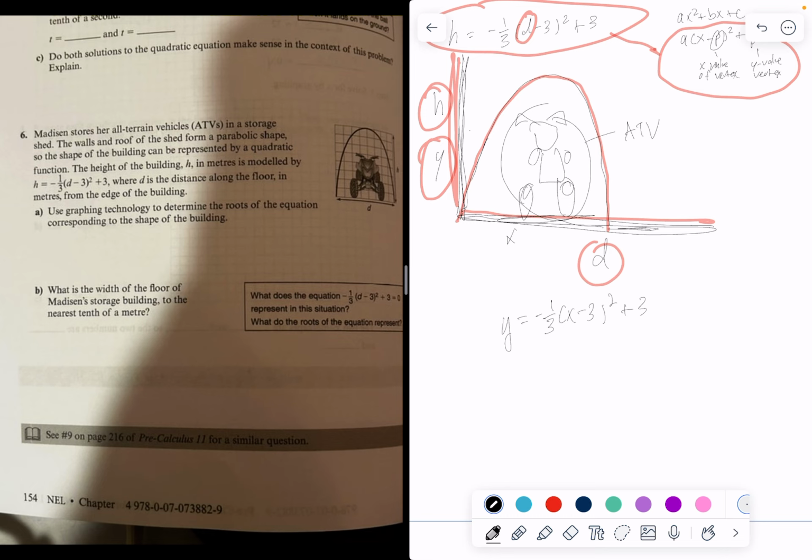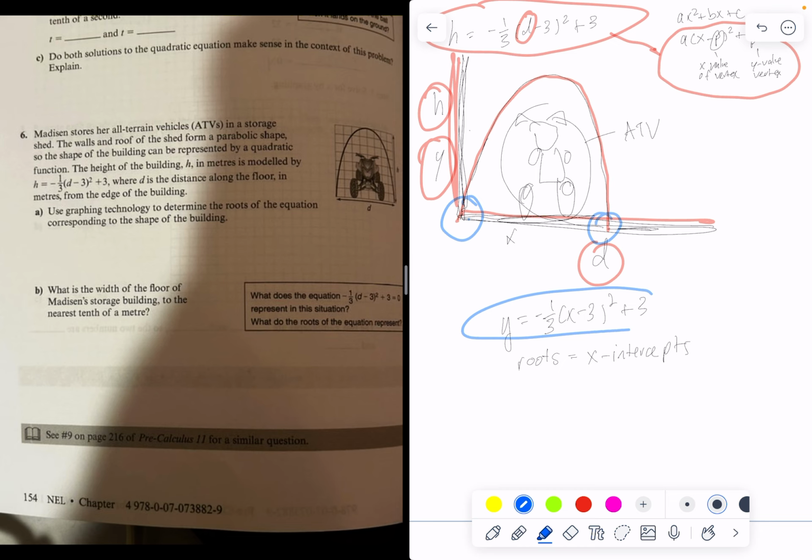Okay, so now that we have that down, let's look at part A. Use graphing technology to determine the roots of the equation corresponding to the shape of the building. So what are the roots? Roots are the x-intercepts. Why don't we try to find them on the graph first? X-intercepts are where the points touch the x-axis, and in here, the x-axis is the floor. So where does this parabola touch the floor? It'd be here and here. But how can you tell the specific points?